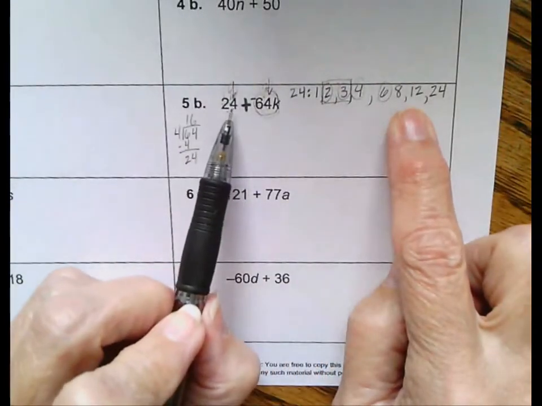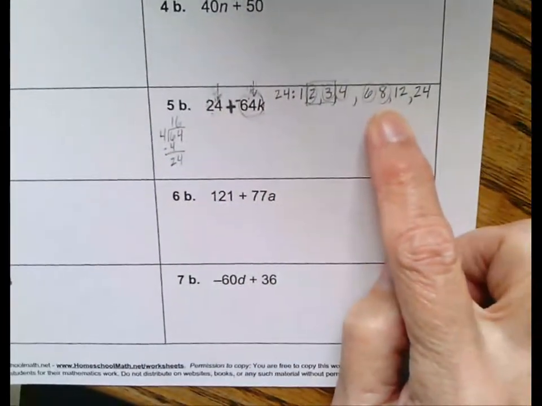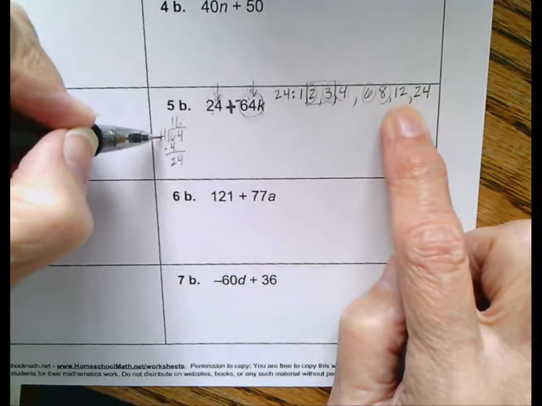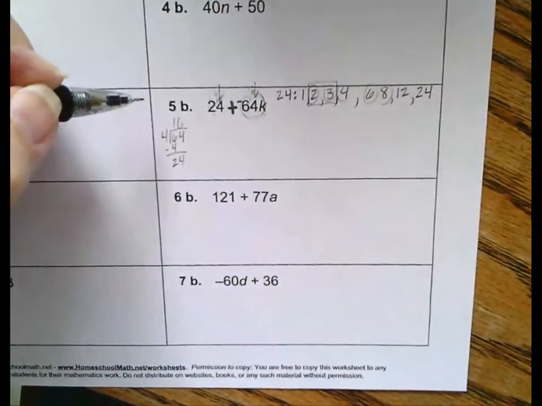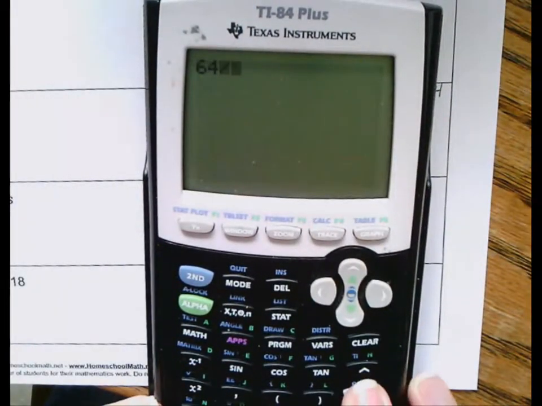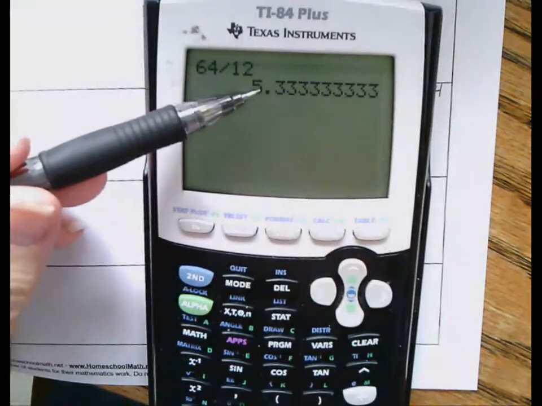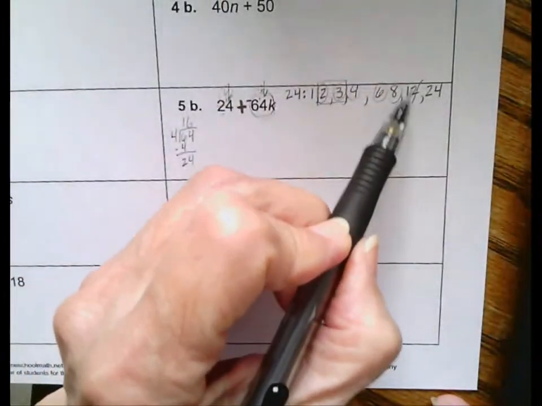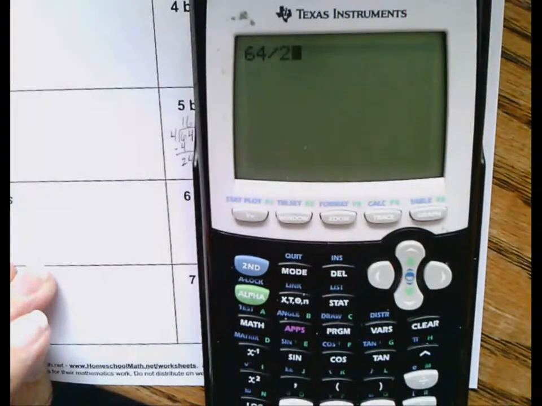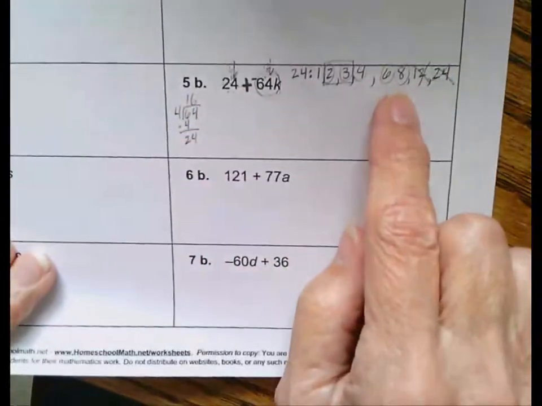Let's look at 8. 8 times 8 is 64, so that would work. So I keep moving up my list. What about 12? Is 12 a factor of 64? Well, I can check. I'm going to use my calculator for this one. 64 divided by 12. If I get an even number over here, it is a factor. And I do not. So 12 is not. And if you're unsure about 24, you can simply do 64 divided by 24, and that is not. So the greatest common factor is 8.